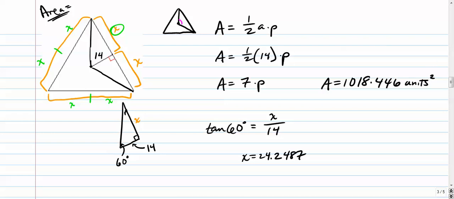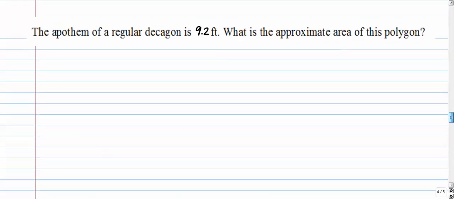Units squared. Alright, moving along. Okay, we have a regular decagon that has 10 sides. It's probably important to know that. 10-sided polygon. Has an apothem of 9.2.